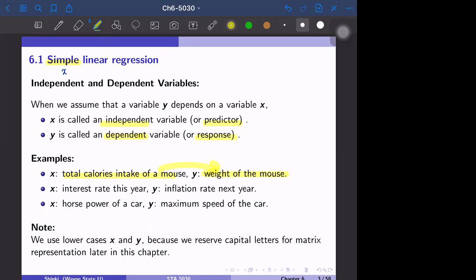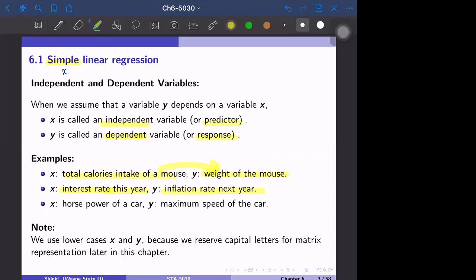Another example in economics or finance: x may be the interest rate this year and y is the inflation rate next year. Interest rate affects inflation rate. A higher interest rate means less investment, so less demand, so lower inflation. That is basically what the Federal Reserve does for the economy.